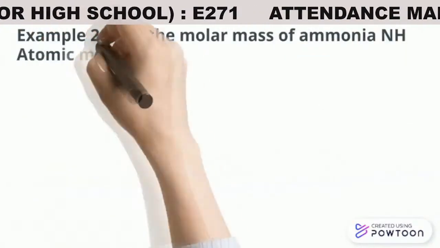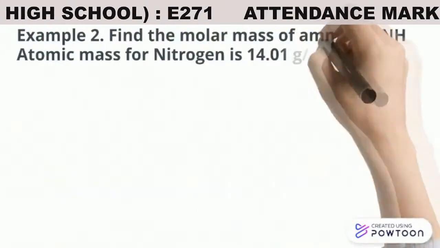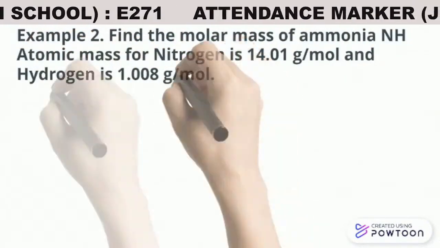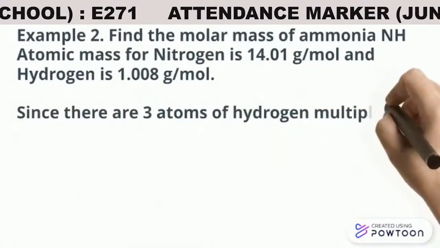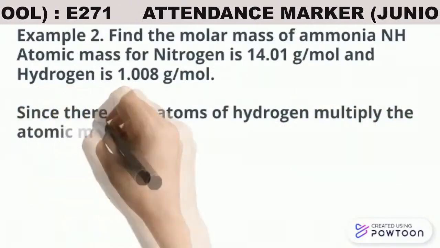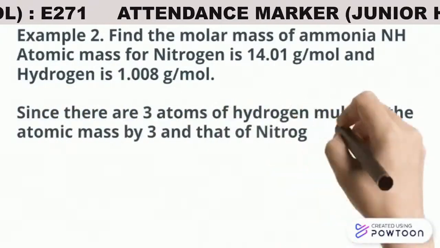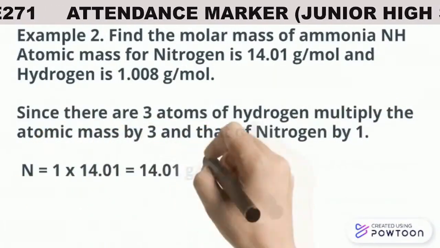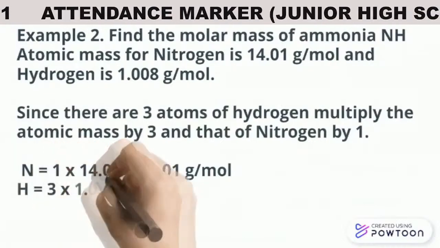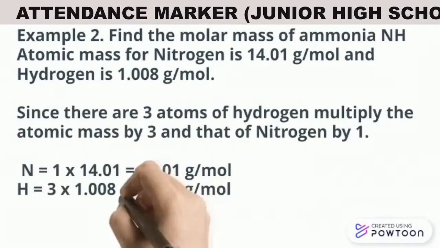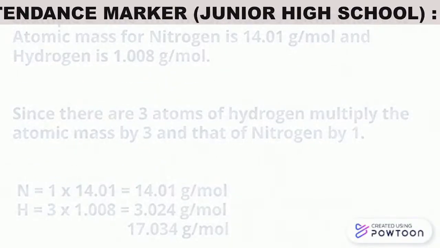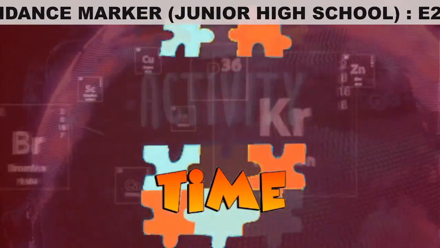Atomic mass for nitrogen is 14.0 grams per mole, and hydrogen is 1.008 grams per mole. Since there are 3 atoms of hydrogen, multiply the atomic mass by 3 and that of nitrogen by 1. Therefore, the molar mass of ammonia or NH3 is equal to 17.034 grams per mole.